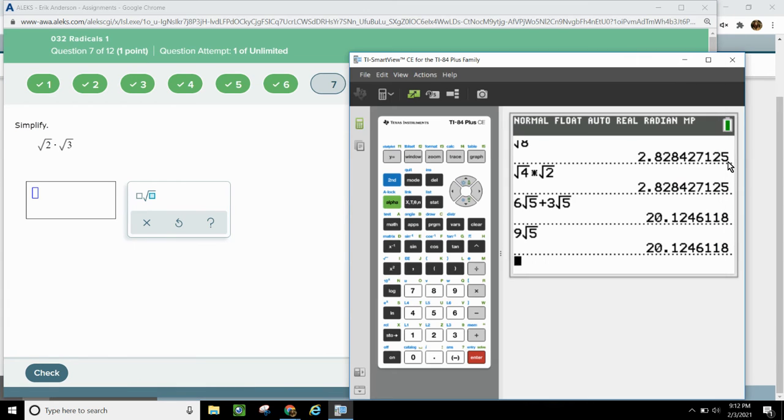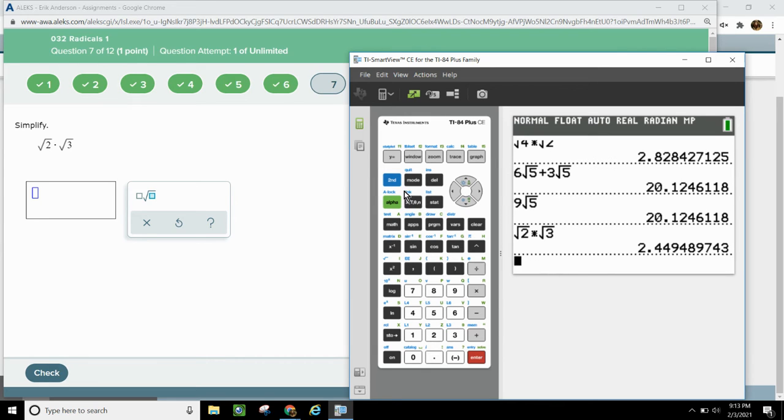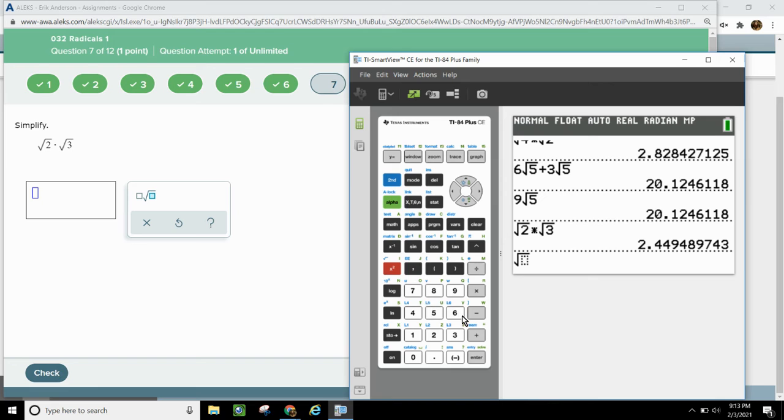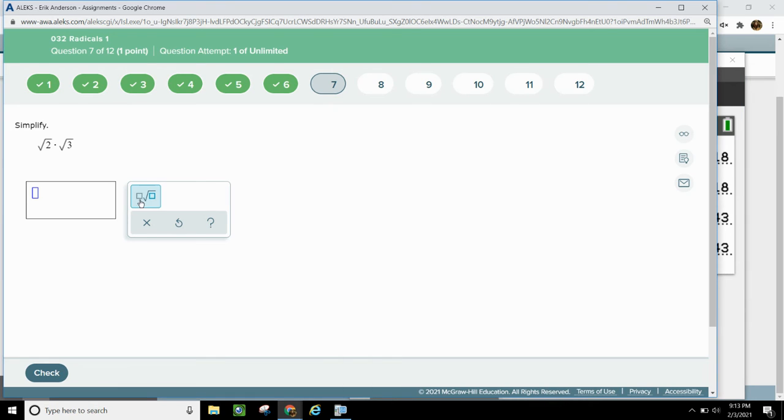Simplify root 2 times root 3. The square root of 2 times the square root of 3 is the square root of 2 times 3, which is the square root of 6. Again, it's not asking for this decimal. It wants the square root of 6 here.